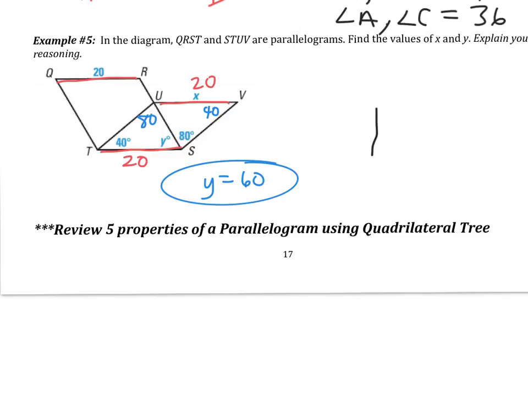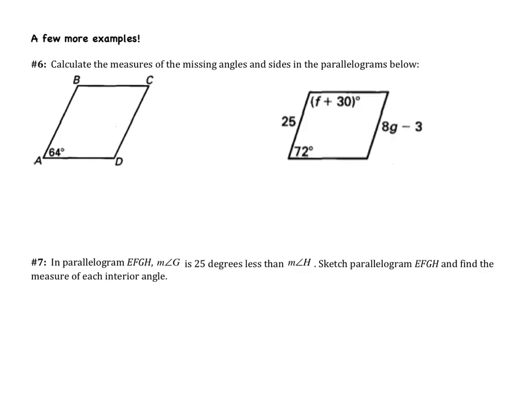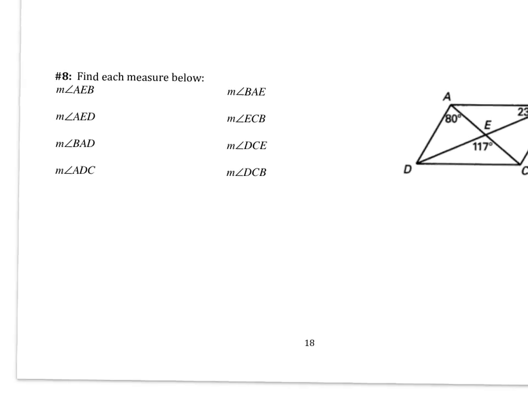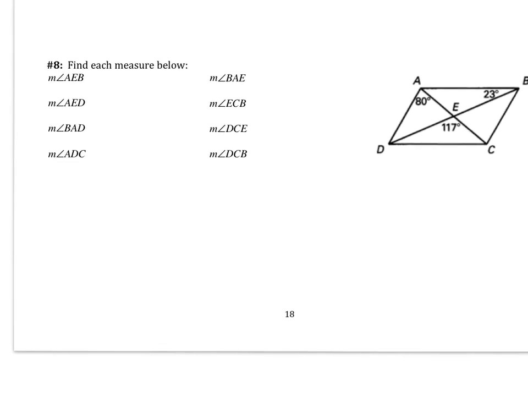All right, so over here, it's just more of the same. I think maybe what we'll do is, let's go down to number 8, because there is one or two like this on the homework, and then we'll go back to the quadrilateral tree. See if you can find all the different angle measures that are listed. It's similar to the concept you just used to solve for y.